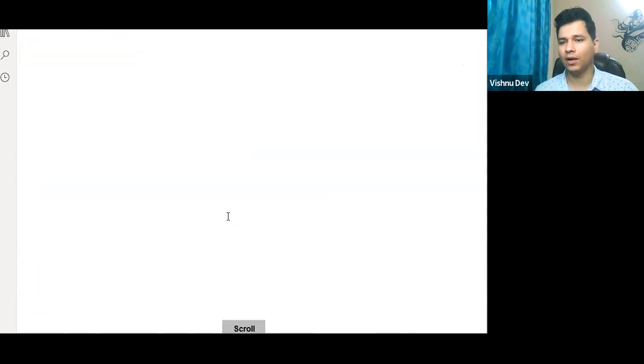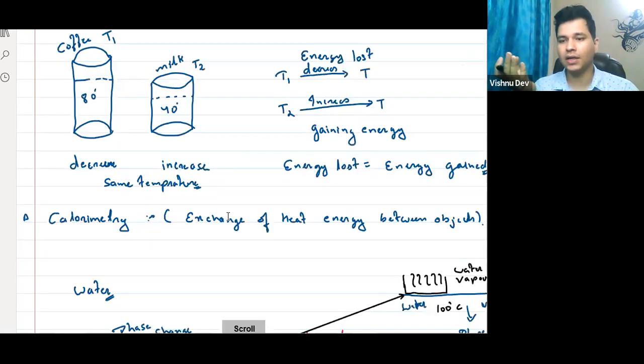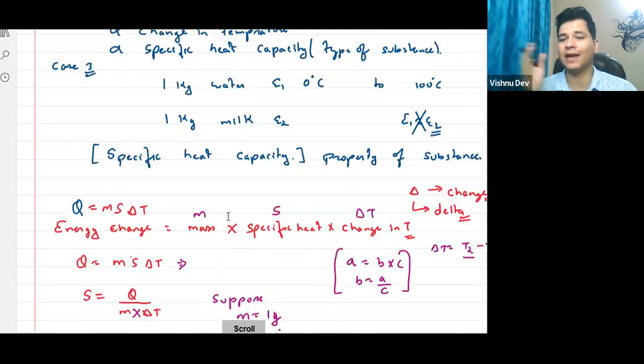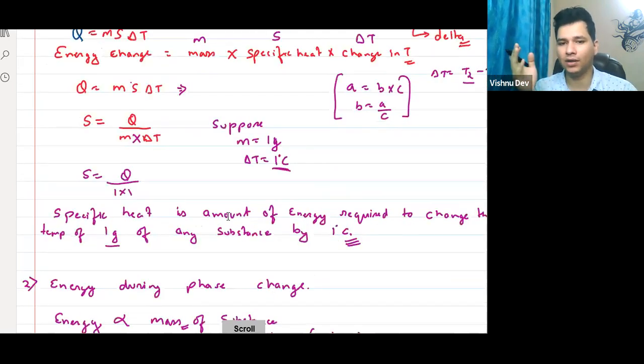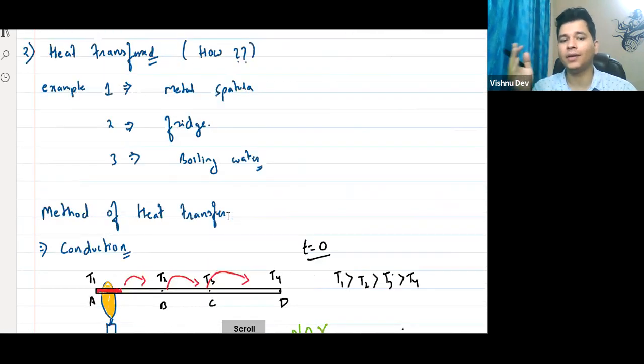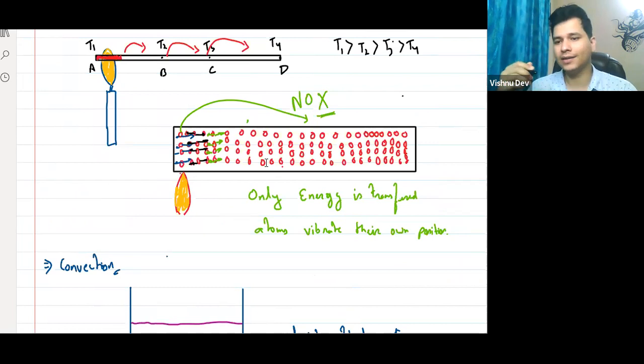What happens when you heat up any substance? The nearby molecules gain energy and they start vibrating, and because of that, they pass on the energy to the neighboring atoms, right? So in conduction, the atom itself doesn't move, but it passes on the energy by vibration.